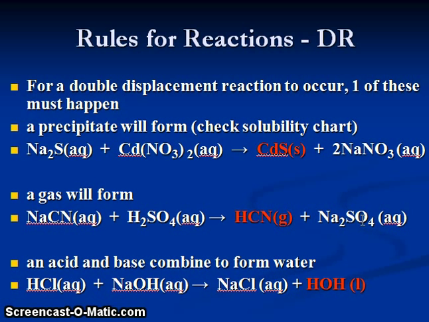The third possibility for double replacement reactions is that an acid and base will react to form water, plus they will also form a salt. Here we have hydrochloric acid, or hydrogen chloride, dissolved in water, and that's an acid. Here we have sodium hydroxide, which is a base dissolved in water. They will react in a double replacement reaction to form sodium chloride, a salt, and HOH, hydrogen hydroxide, which is also water. Again, this is an example of a double replacement reaction of an acid and a base to form salt and water.